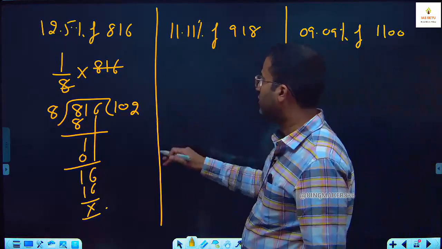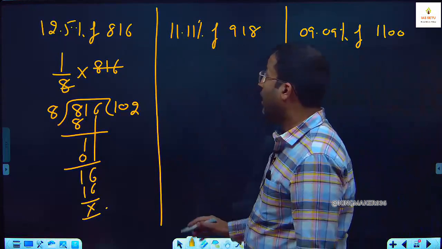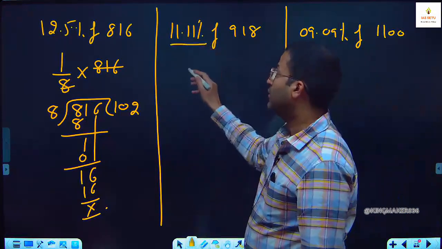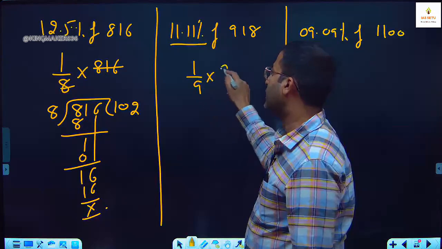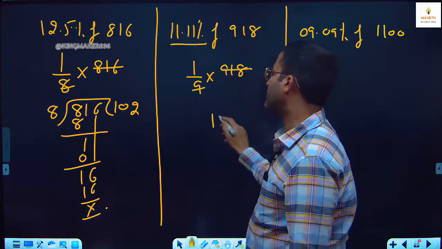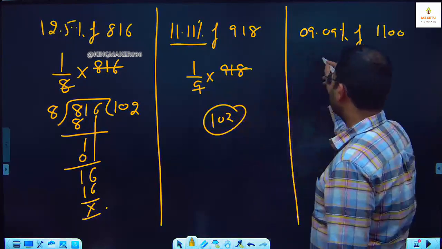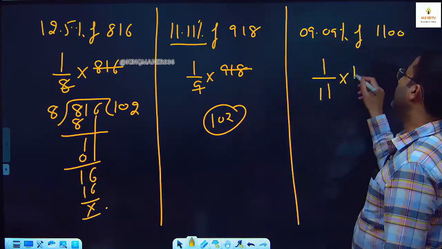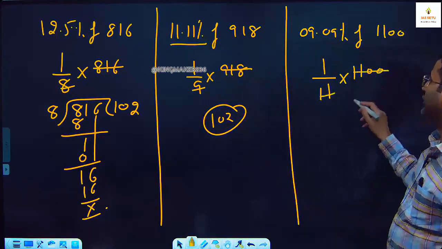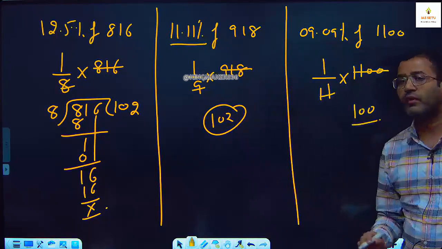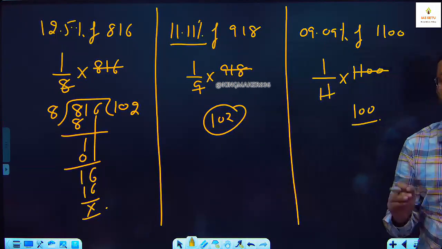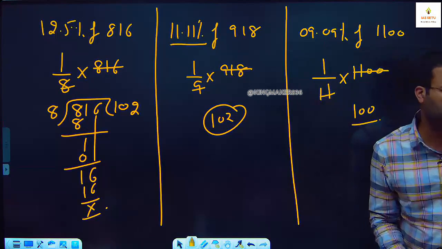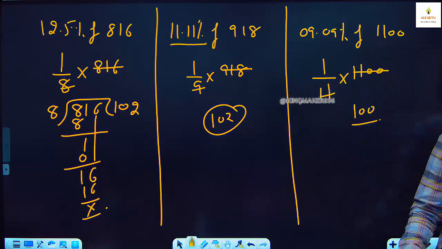आप वो कर सकते हो, 10 तो ले सकते हो. Now here, this is 1 by 9 into 918, so it is 102. This is 1 by 11 into 1100, so it is 100. So the idea is we have to remember the fraction value. Percentage fraction table we have to remember.